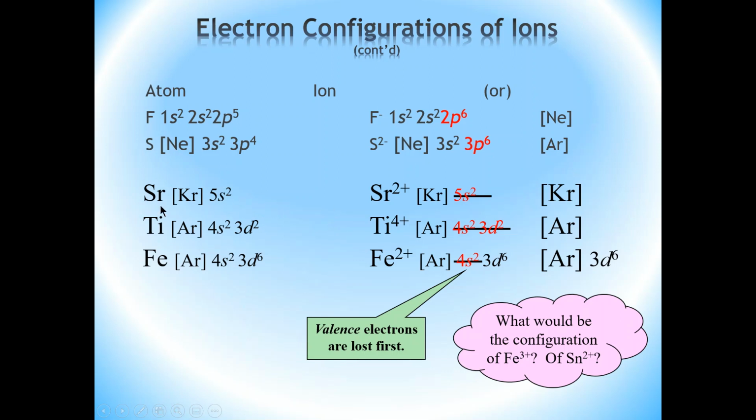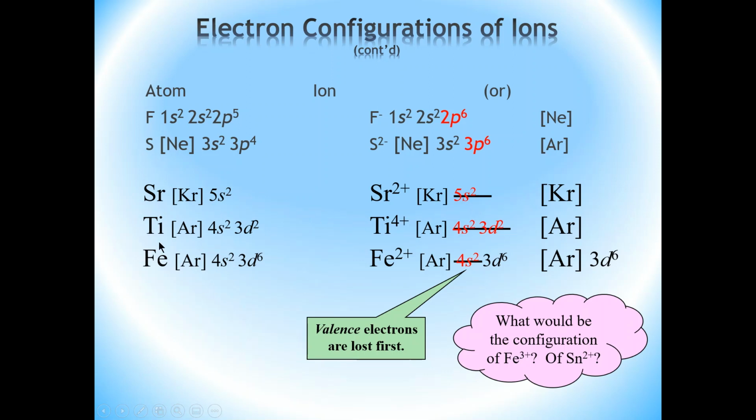So here we have the electronic configuration of strontium, which is the electronic configuration of krypton in addition to 5s2. So when it forms a strontium ion, it results in the loss of these 2 electrons. So therefore the 5s sublevel will disappear and you end up with simply this, all right? So that's basically how you determine the electronic configuration of the strontium ion.